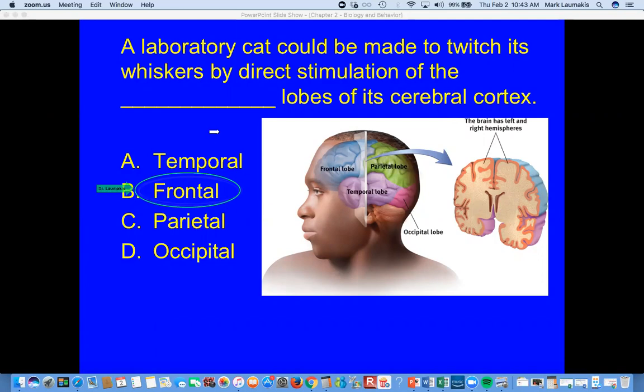So the frontal lobe is about movement. If I make the cat twitch its whiskers, that means I'm making it move its whiskers. That's going to be frontal lobe, that strip at the back of the frontal lobe called the primary motor cortex.